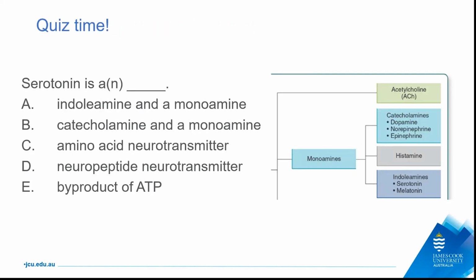All right, quiz time. Serotonin is a or an? The answer is in a diagram. Okay. How many of you picked A? Hands up. How many of you picked B? How many picked C? Everybody got it right. So the answer is A. So the correct answer is A.